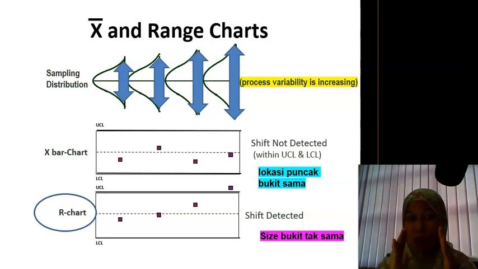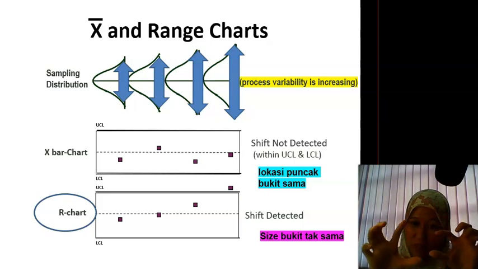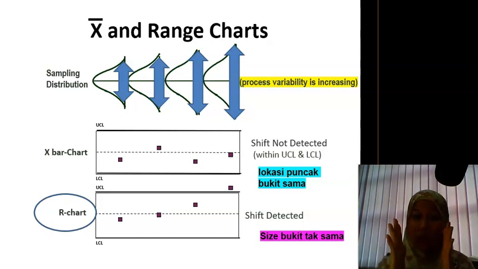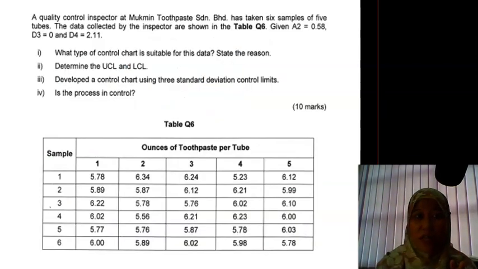Okay, sebab saiz bukit dekat sama. Walaupun secara mata kasar nampak sama, tapi kita tengok betul-betul, nampak arrow tu kan berbeza. Bentuk atau saiz bukit sudah berbeza. Maka yang akan affected adalah R chart. Okay.